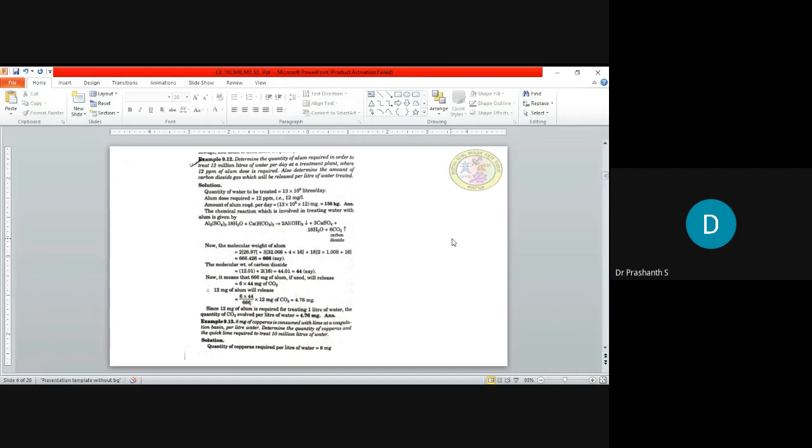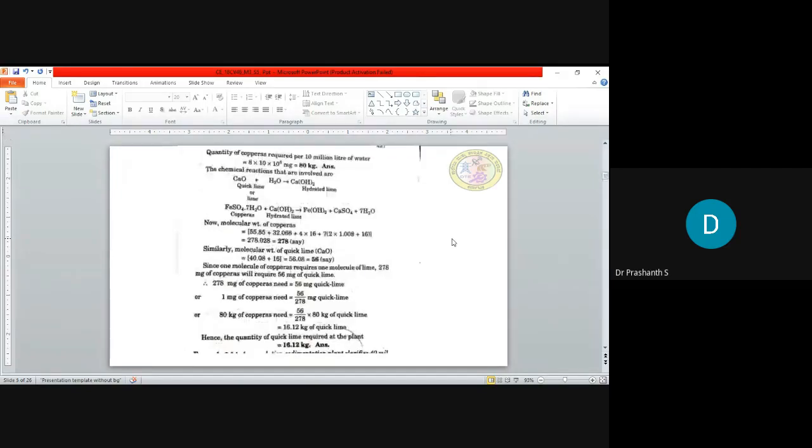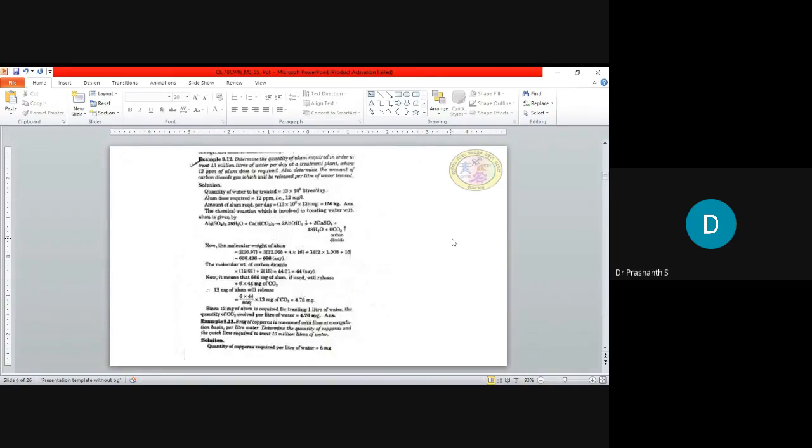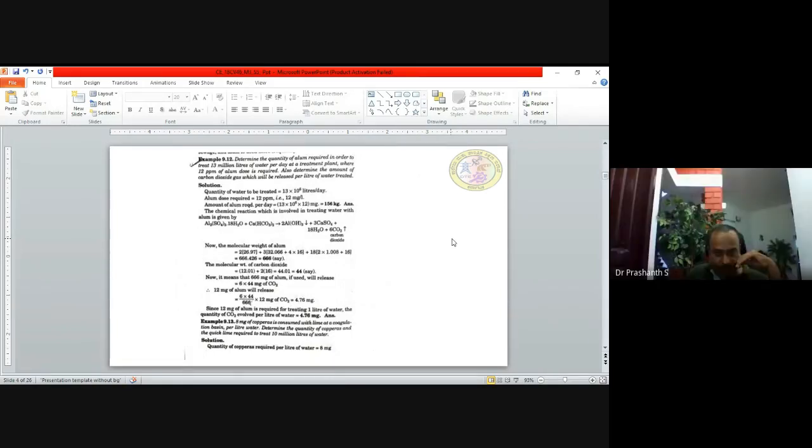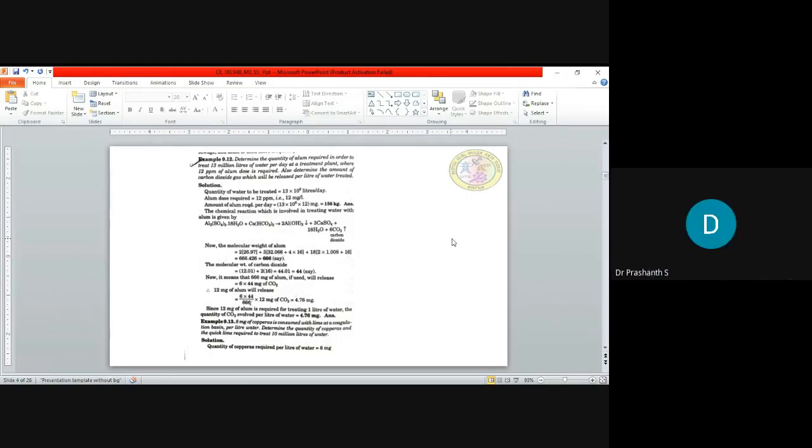Well, let us see another problem. The problem is this: 8 milligrams of copperas, an iron salt, ferrous sulfate, is consumed with lime in a coagulation basin per liter. Determine the quantity of copperas and the quicklime required to treat 10 million liters of water. So what dosage of copperas is required? And every time we add copperas, it needs natural alkalinity. If it is not present, we have to add lime also. So what is the amount of lime that is required?